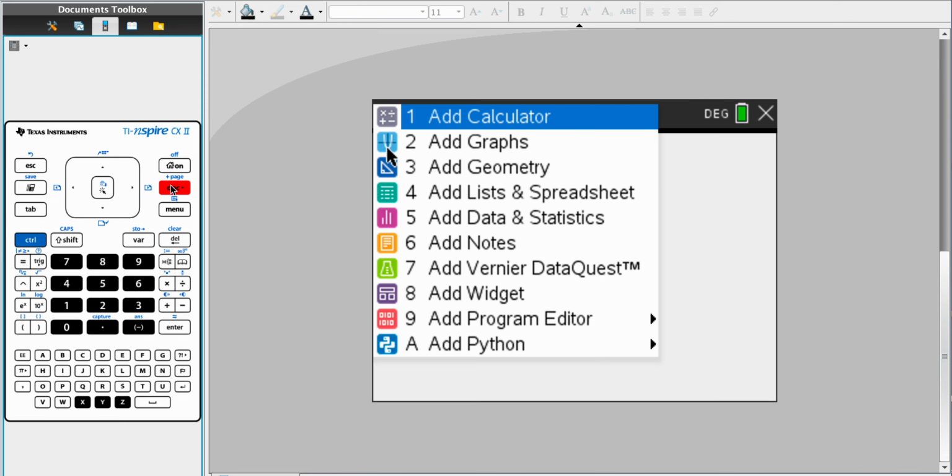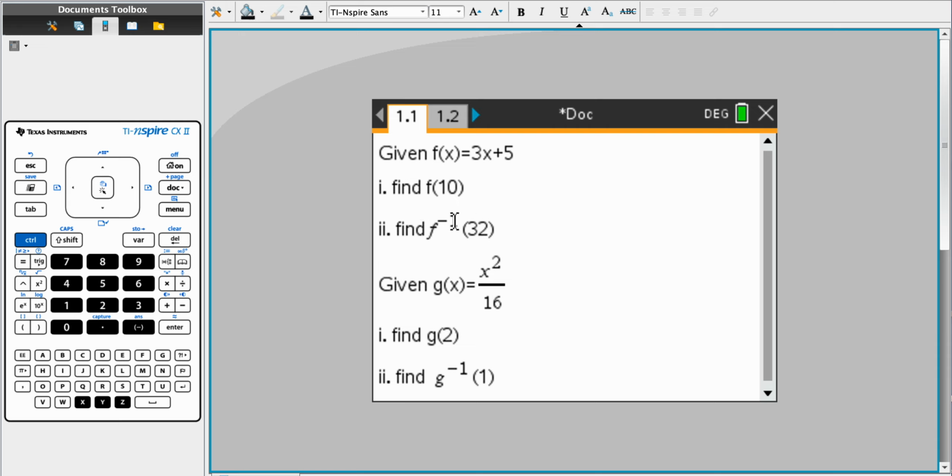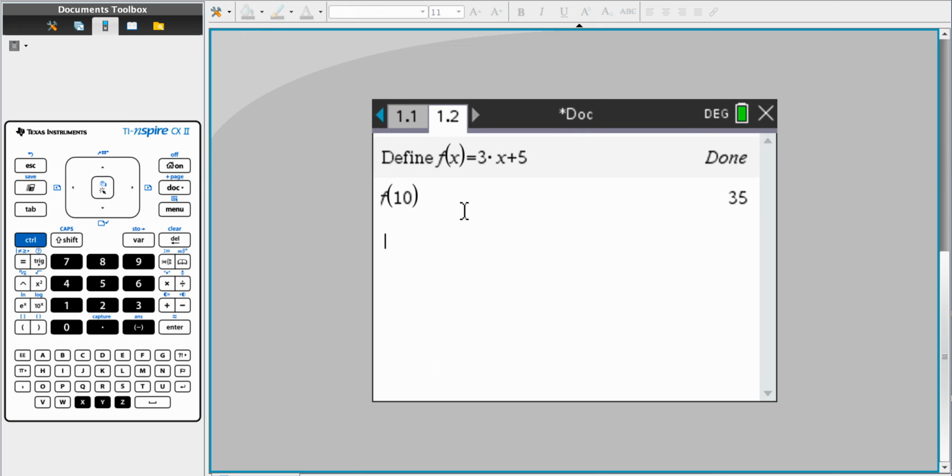Control, I'm going to open a calculator, add page, add calculator, and type define f(x) = 3x + 5, and done. So stated done here, it means the calculator has stored them, and f(10), we get 35 right away. Okay, so f(10). So how to find the inverse function? But before that, this is one of the methods.